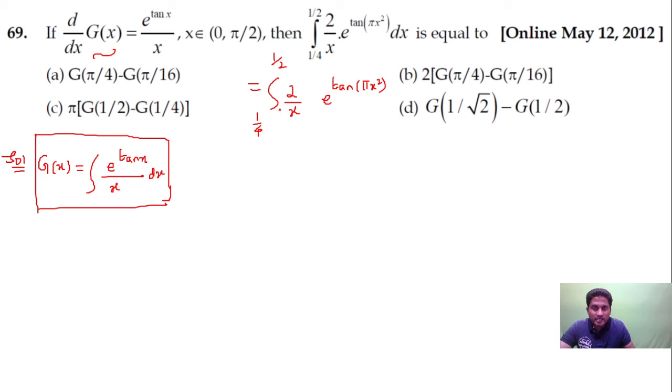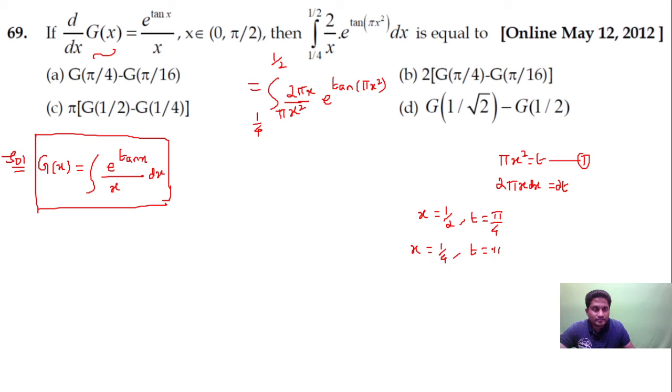This is pi x square. What I'll do is I'll multiply by x here, so this is pi x square, and then here I'll write pi into x. I am multiplying and dividing by pi x. You cancel, you get back the same thing, and you will get 2 by x only. Now I'm going to put pi x square equal to t. If I differentiate, you will get 2 pi x dx is equal to dt. Call this equation 1. Even the limits will change. When x is equal to 1 upon 2, t is equal to pi by 4. When x is equal to 1 upon 4, t is equal to pi upon 16.